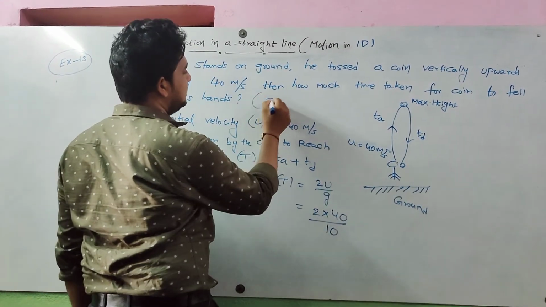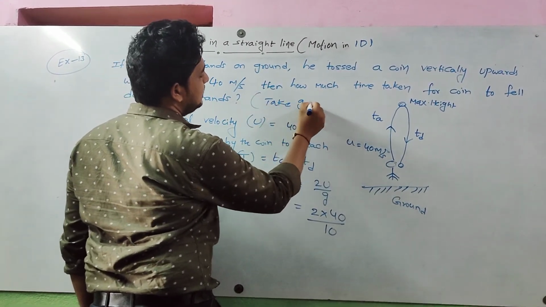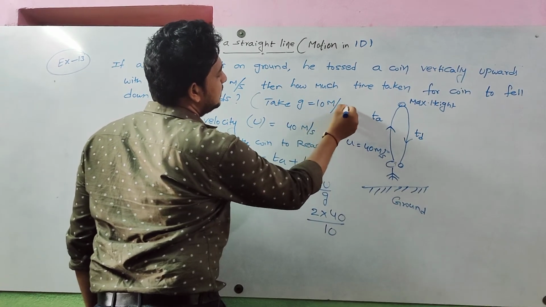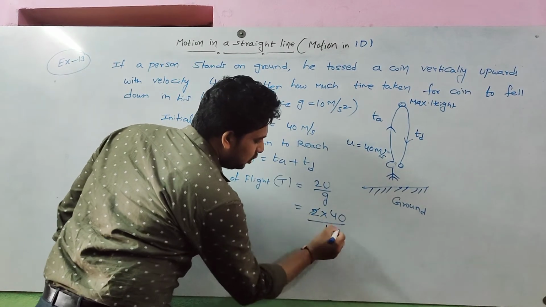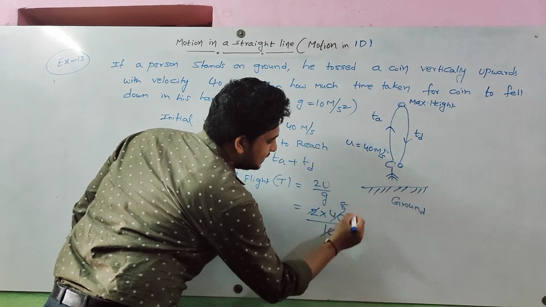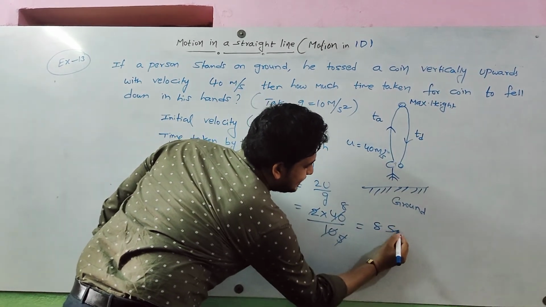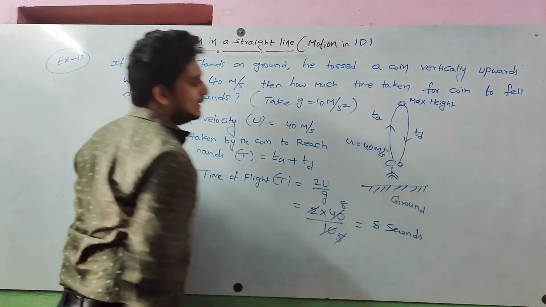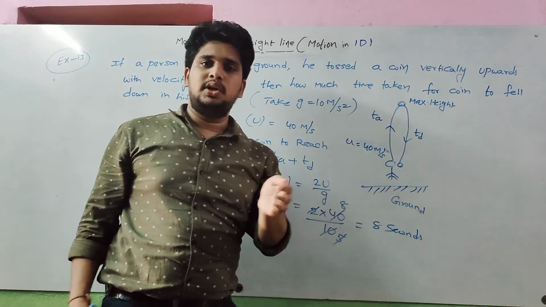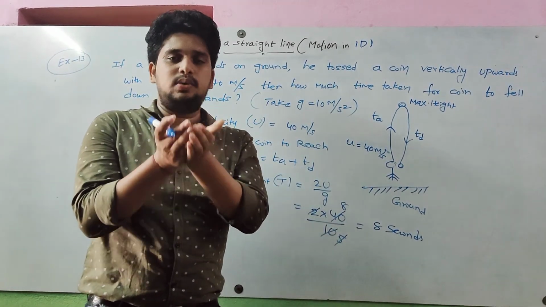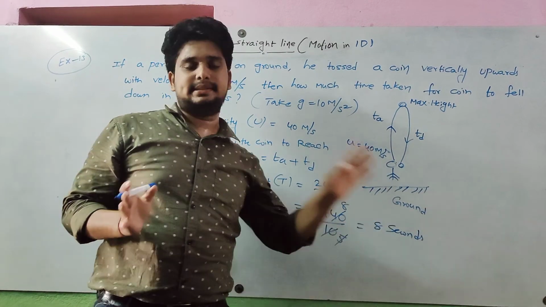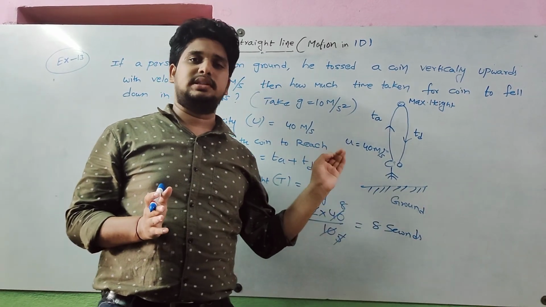Here take g equal to 10 meter per second square. Then what do we get? 2 5s are 10, 5 8s are 40. So that means 8 seconds. So the time taken by the coin to reach his hands is 8 seconds. So this is the solution for this question.